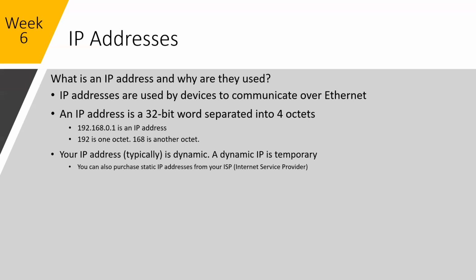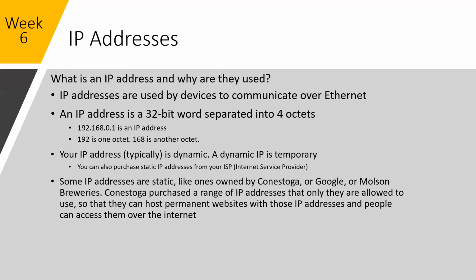If you were a business, some IP addresses are static, like the ones owned by Conestoga, Google, or Molson Breweries. Conestoga has purchased a range of IP addresses that only they are allowed to use, so that they can host permanent websites on those addresses and people can access them over the internet. When you use the Pulse Secure client and point it at, I believe, Conestoga VPN.ca, that website is connected to very specific IP addresses that you connect into.